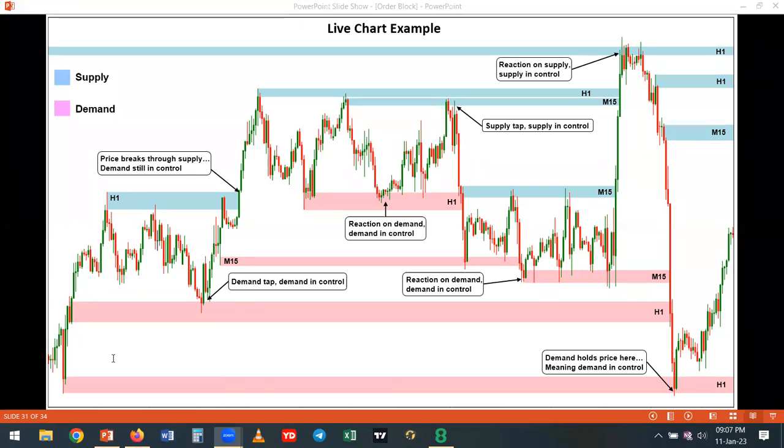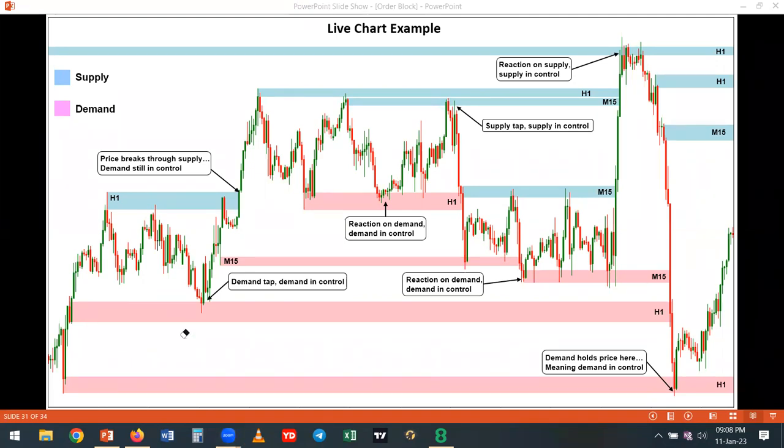Let me make it clearer here so that we don't confuse. Demand is the same thing as your bullish order block. Bullish OB is the same thing as your support. It is just English. Supply is the same thing as bearish order block. It's the same thing as your resistance. All right, so it makes sense. We shouldn't confuse it. They are all the same thing.